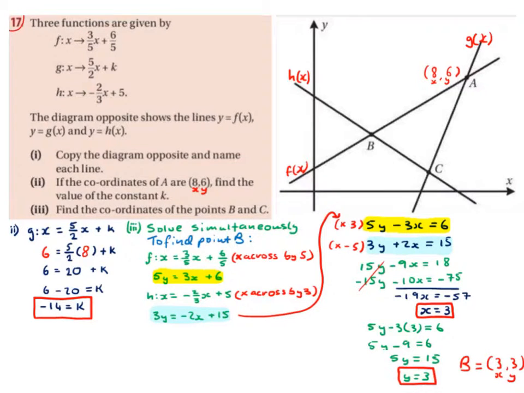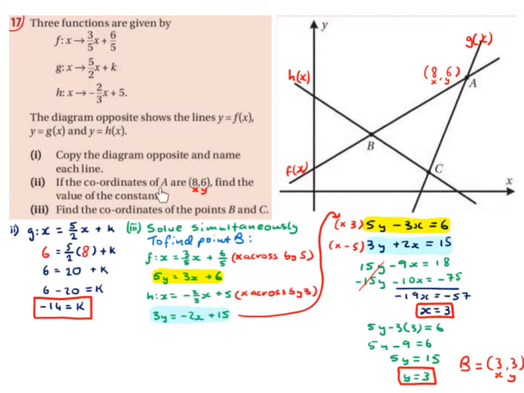Now, f of x has a y-intercept of 6 over 5, and the only line that's remaining that has a positive y-intercept is this line here. So this must be f of x because it crosses the positive part of the y-axis, whereas this other line with a positive slope will clearly cross the y-axis in the negative part of the y-axis, so this must be g of x.